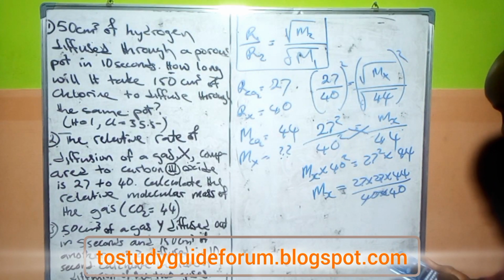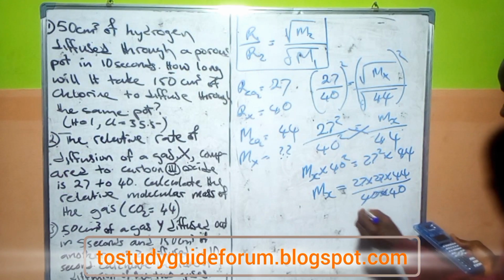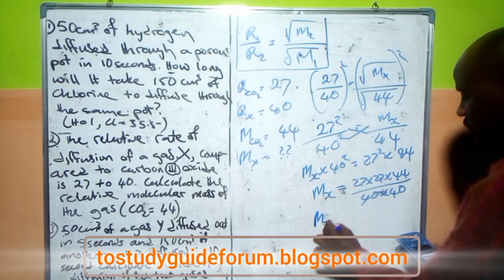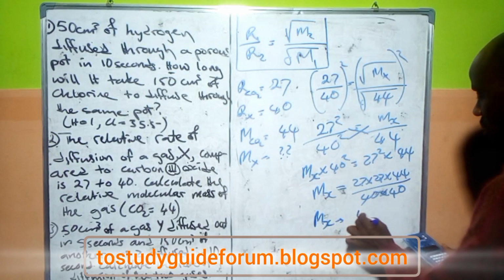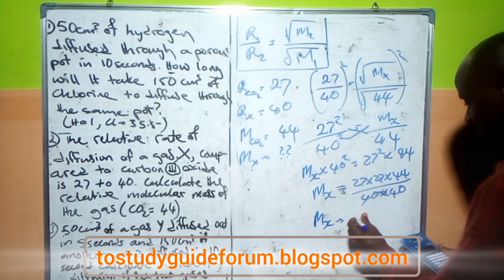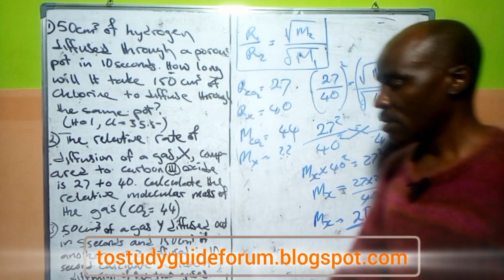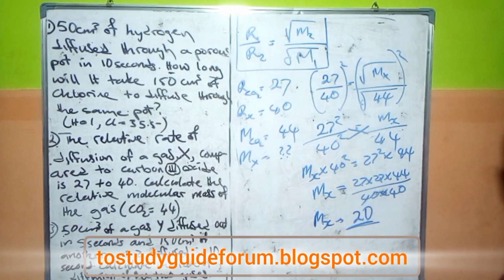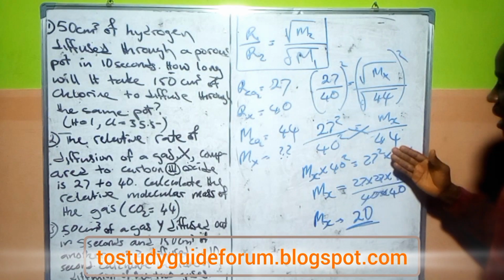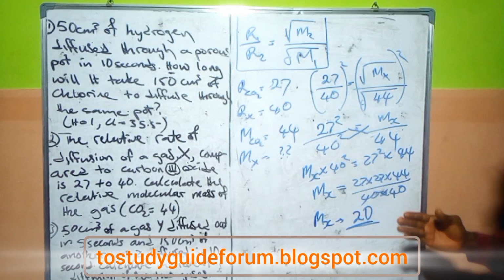27 divided by... so what we have will be relative molecular mass of this will then be everything will give us 20. That is 20. That's the last answer here. The final answer here is what? 20.